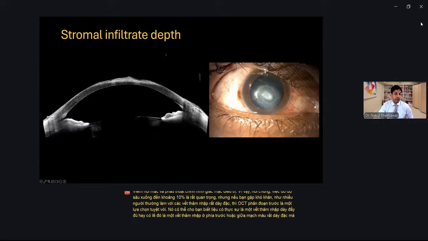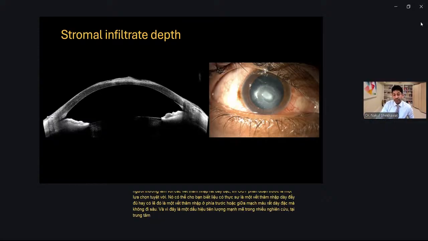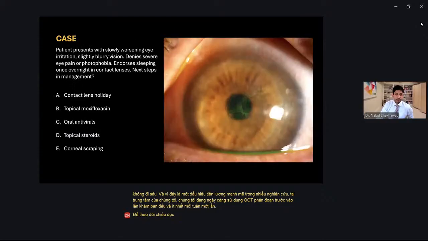And since this is such a powerful prognostic sign across multiple studies, at our center, we are increasingly using anterior segment OCT at the baseline visit and at least once a week for tracking longitudinally the infiltrate in infectious keratitis.